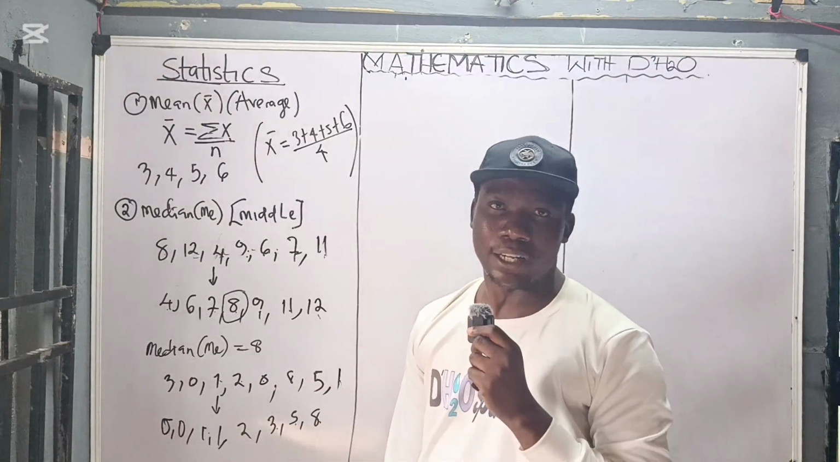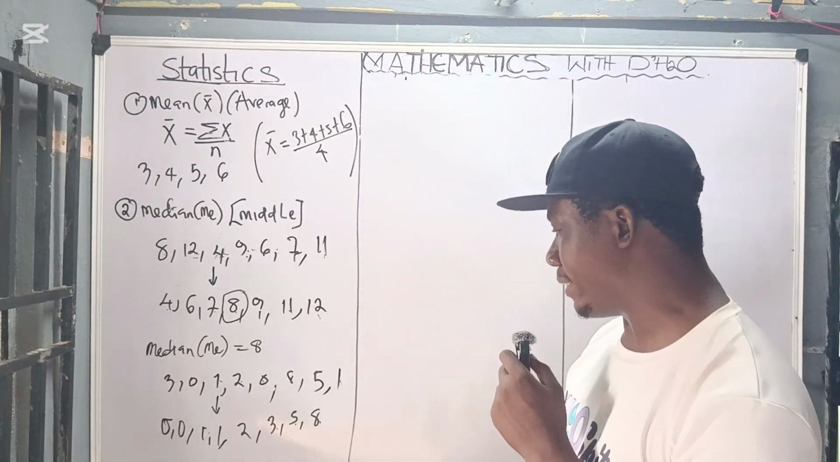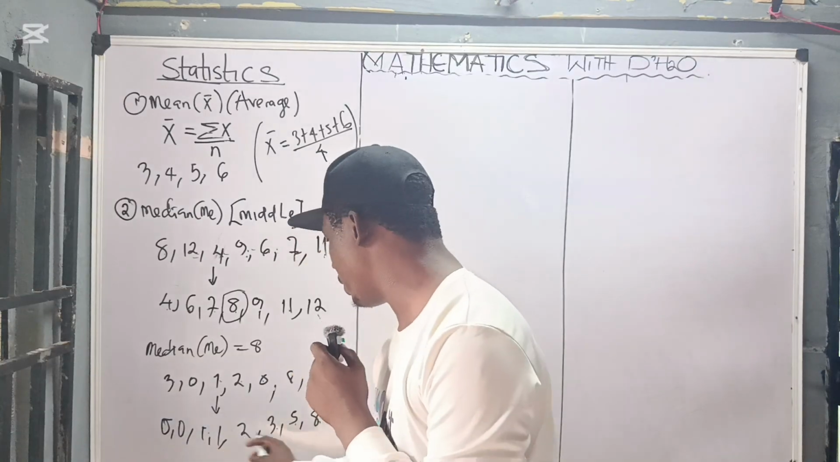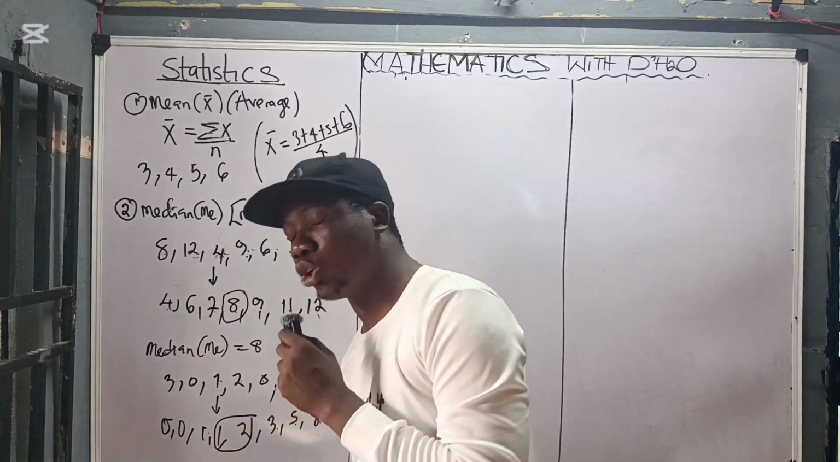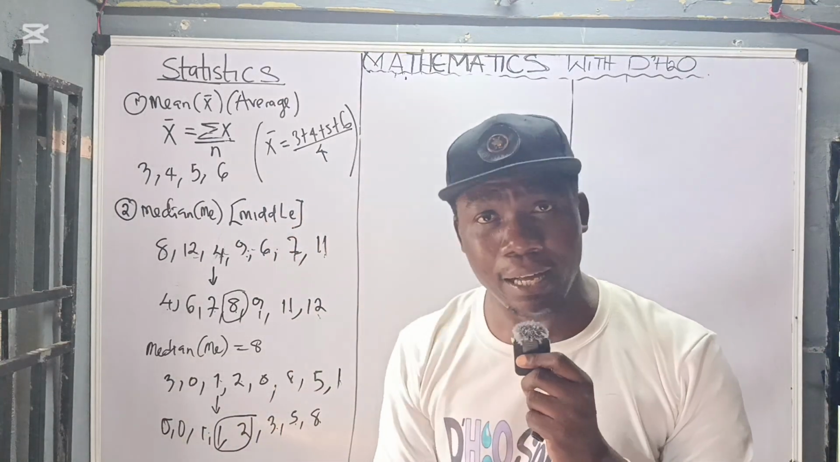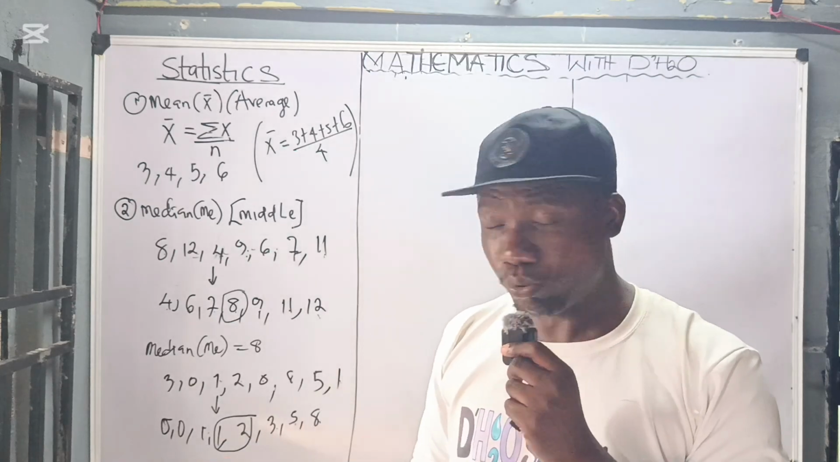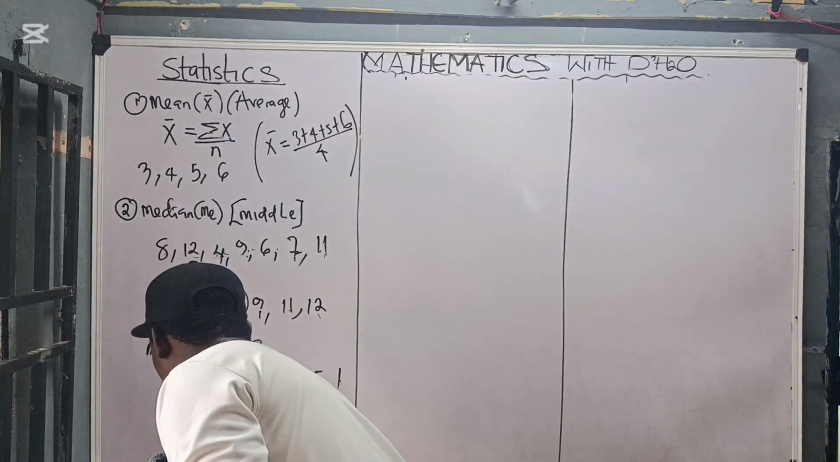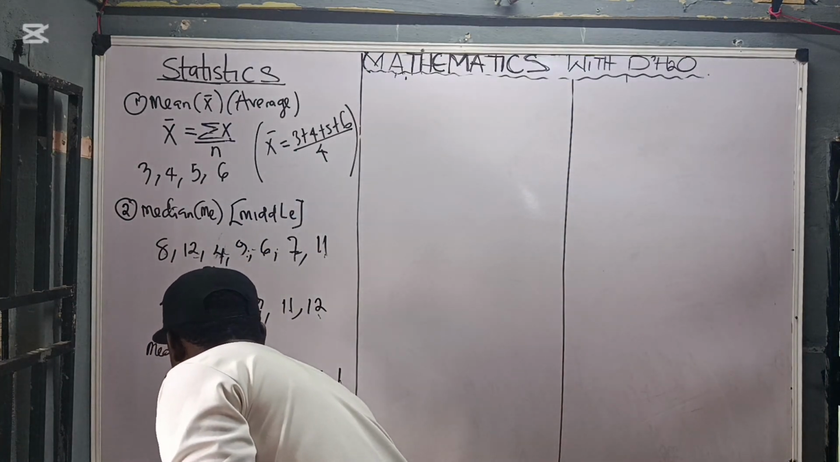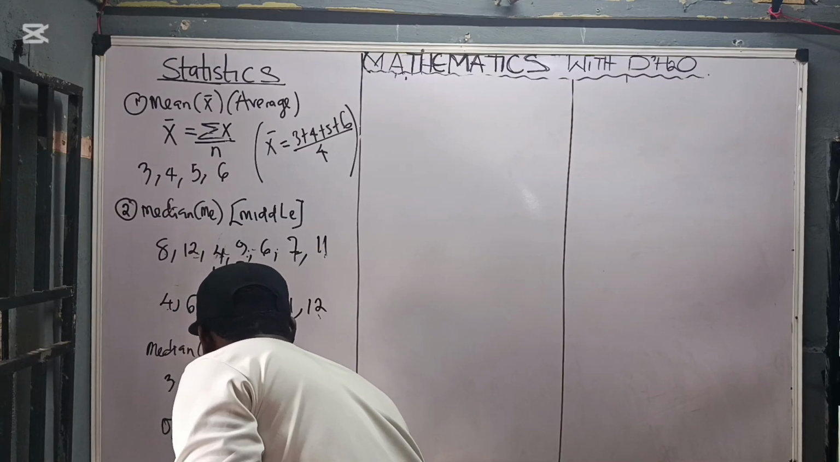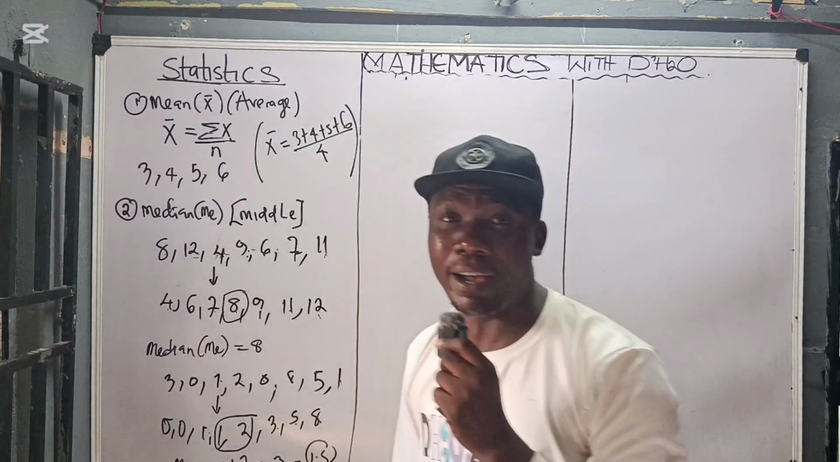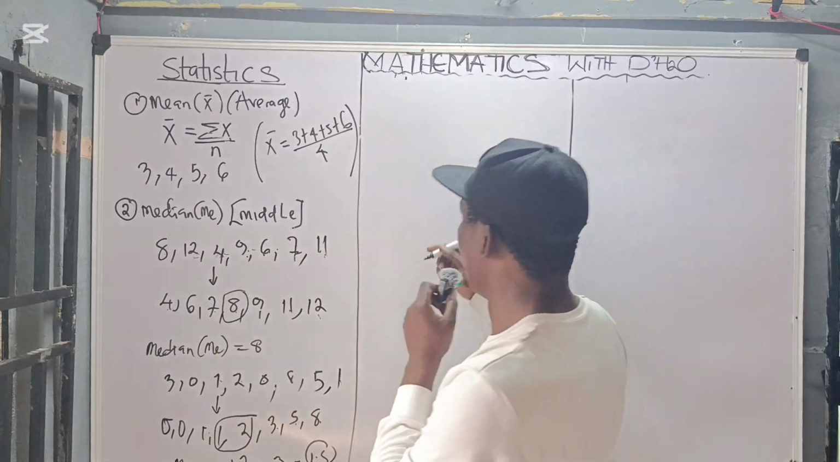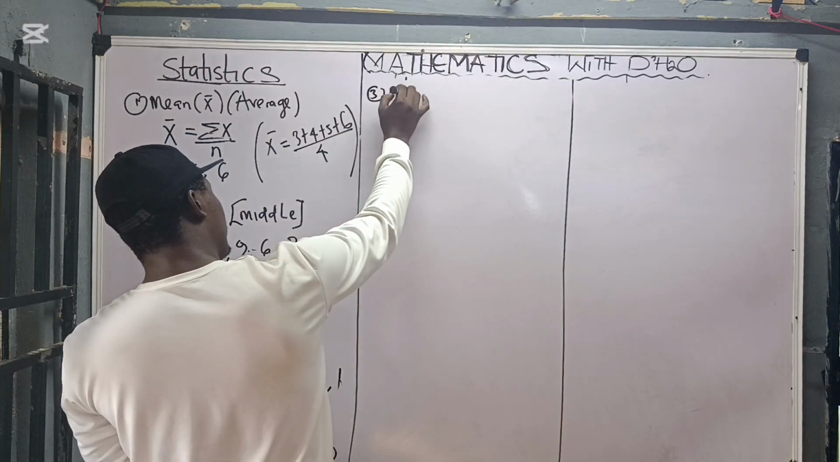So what's at the center? You discover that you have 2 numbers at the center. When you count 3 to the left and 3 to the right, you have 2 numbers here. So you must note it: when you have 2 numbers at the center, add them together and divide by 2. So our median will be equal to 1 plus 2 over 2. That will give us 3 over 2, and then you have 1.5. So this is how to find median. Do you understand?